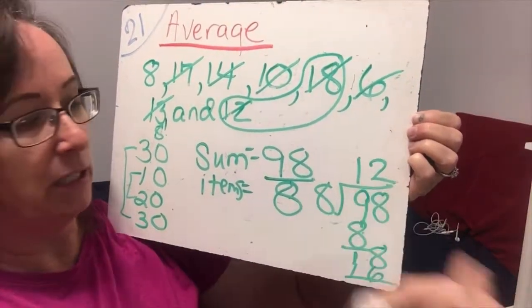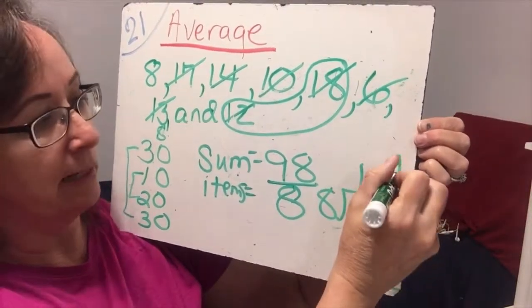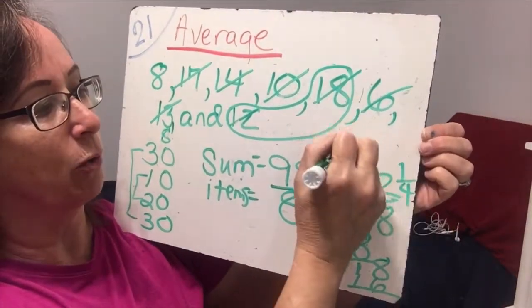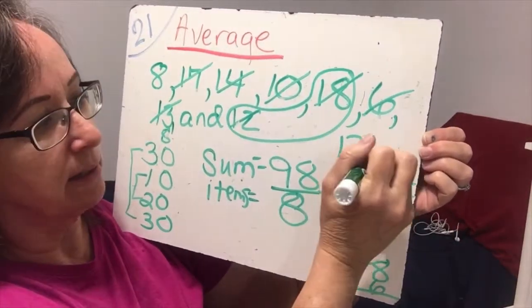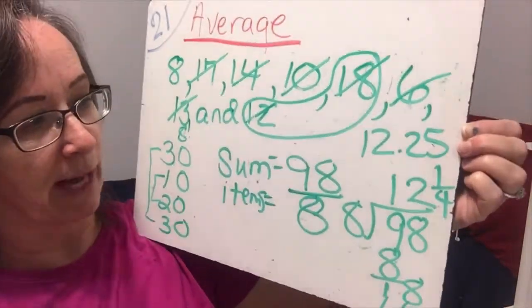So we're going to continue it out. It winds up being 12, and 2 divided by 8 is 1/4. So 12 and 1/4, or 12.25. If we extended the decimal, we would have gotten that.